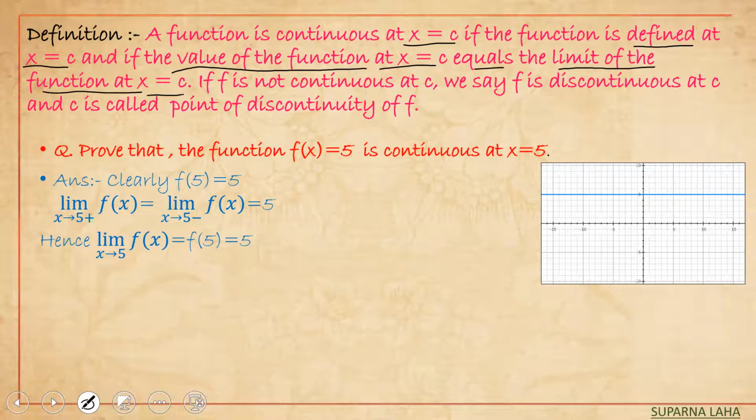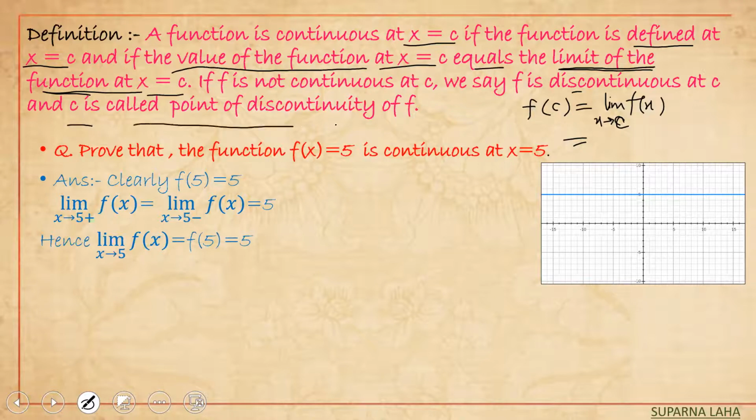So the value of the function at x equals c, that is f of c, and the limiting value of the function at x equals c, that is limit x tends to c f of x. Now if these two values are equal, then we will say the function is continuous. Otherwise we will say the function is discontinuous, and in that case c is called the point of discontinuity of the function.